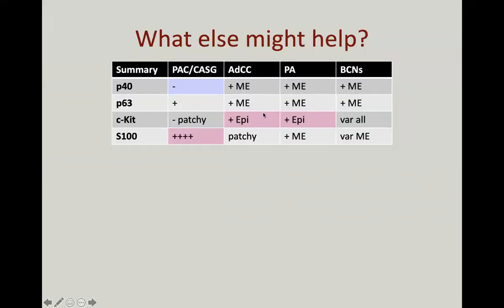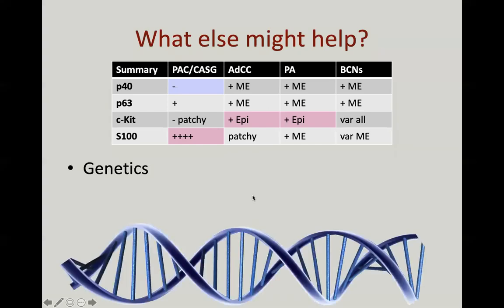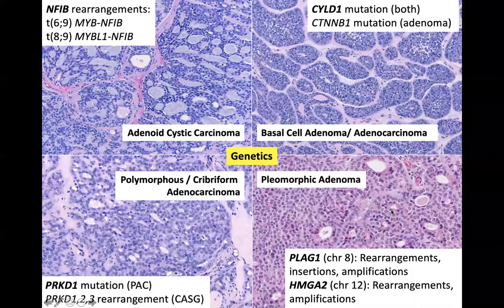Okay, so once we have this immunoprofile, what else might help in the event that there's still some morphologic or immunophenotypic uncertainty? And that is, of course, going to be genetics. And so some of these genetics have immunohistochemical correlates and some of them don't. And when they do, I will discuss them.